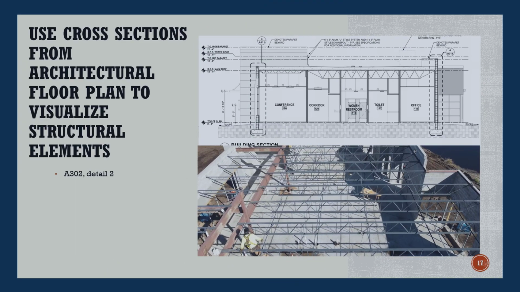Still having trouble visualizing? Let's review the cross sections. Pull up A302, Detail 2. Here on the screen we have both the cross section and a shot of the structure during the joist installation. Look how they match up. The only thing we are missing are the suspended ceilings and the partitions, or walls in non-technical terms.